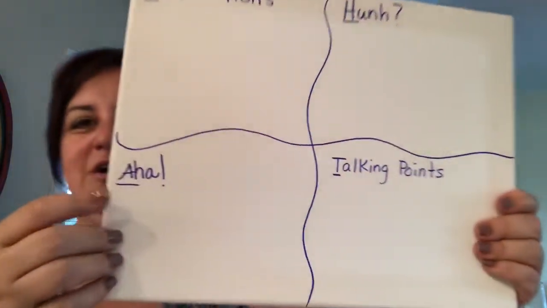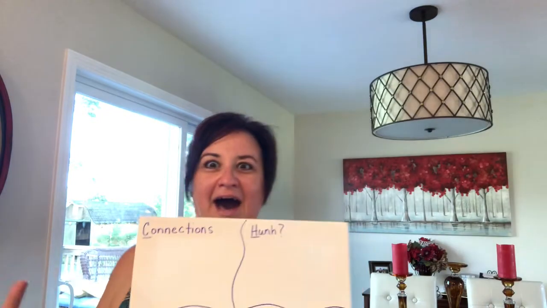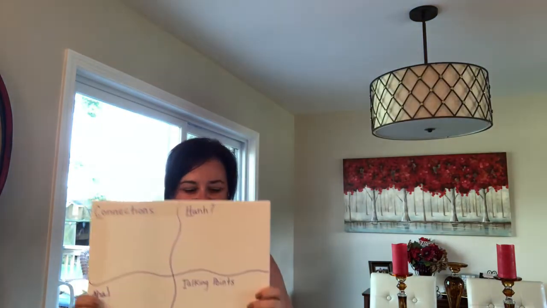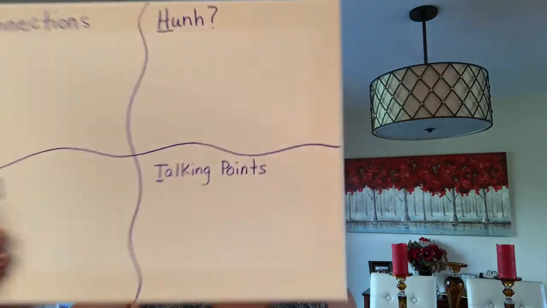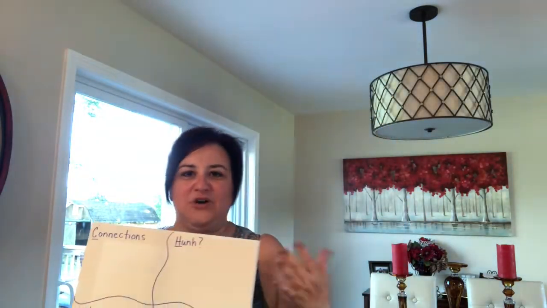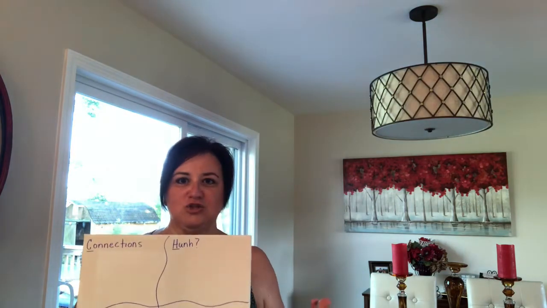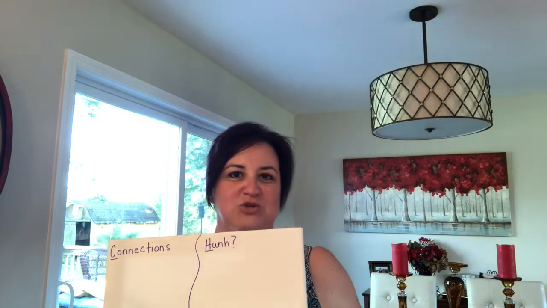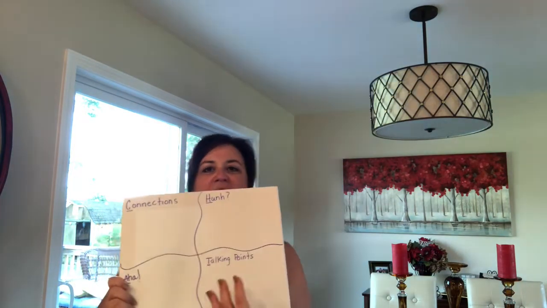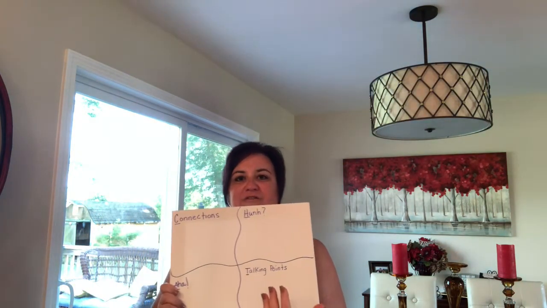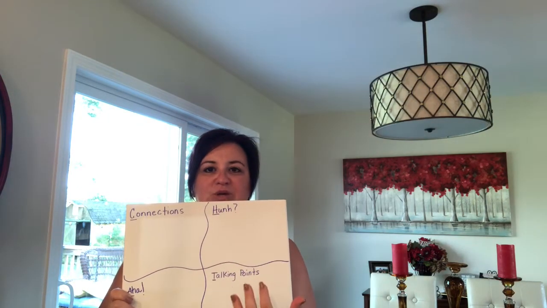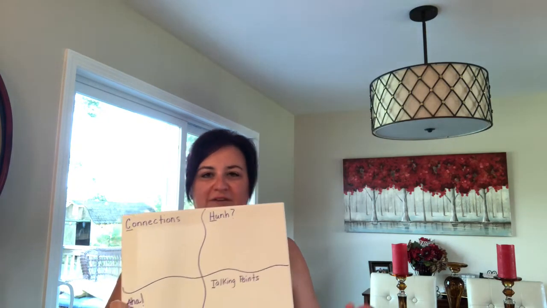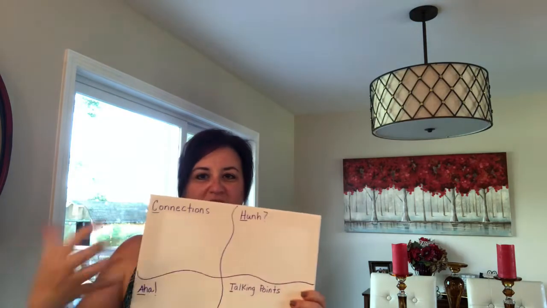And then here is the aha, the things that wowed us. And then here are talking points. Anything else? Can you see that? Sorry. Likes, dislikes, predictions, character traits, figurative language, signposts, whatever. If it's informational text, it could be somehow a fact that you would like to do further research on, whatever. Okay, so now you've got your chat.